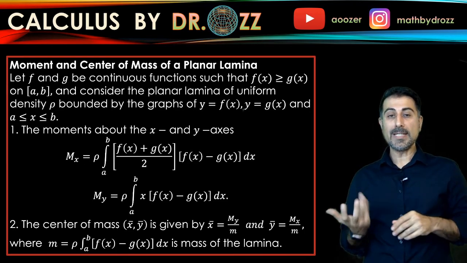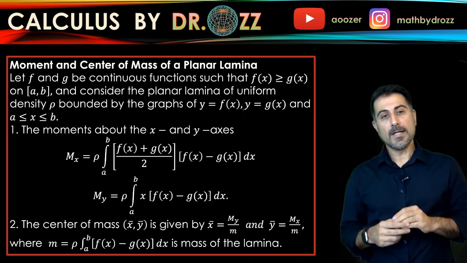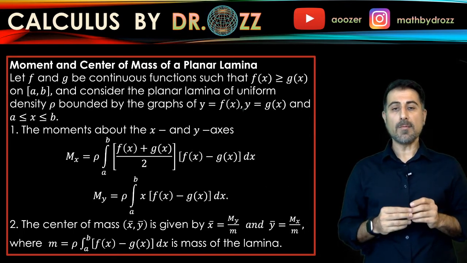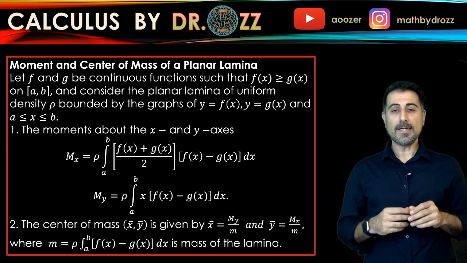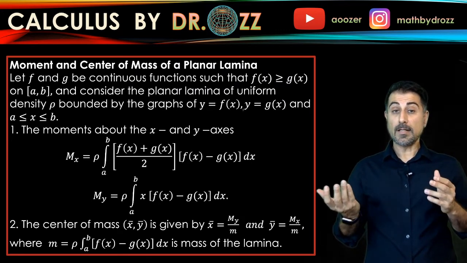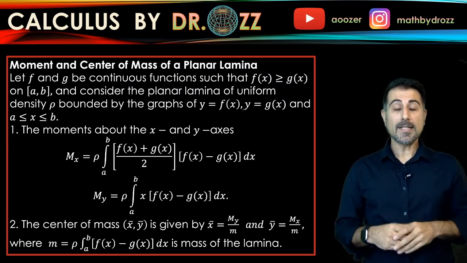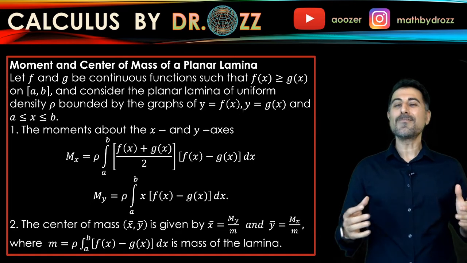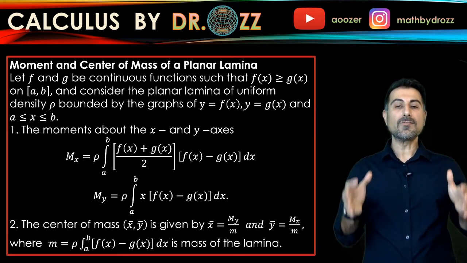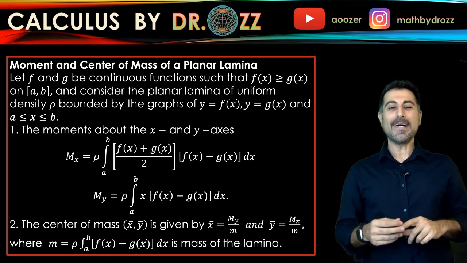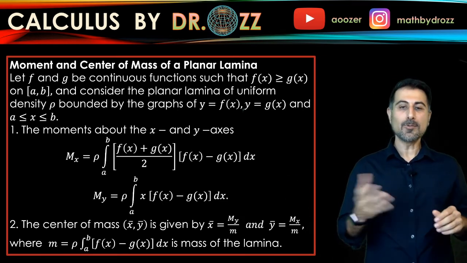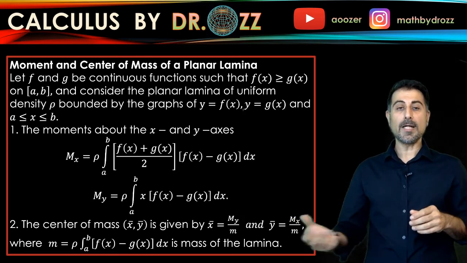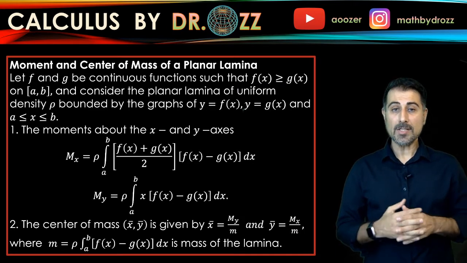In fact, these two are needed in writing the coordinates of the center of mass, which is given in terms of x bar and y bar. So x bar is M sub y divided by lowercase m, and y bar is capital M sub x divided by lowercase m. And m here refers to the total mass of the lamina, which is also found by an integral: f minus g integrated, multiplied by rho. In fact, that integral corresponds to the area of the lamina, but if you multiply it by the density, you get the mass of the lamina.